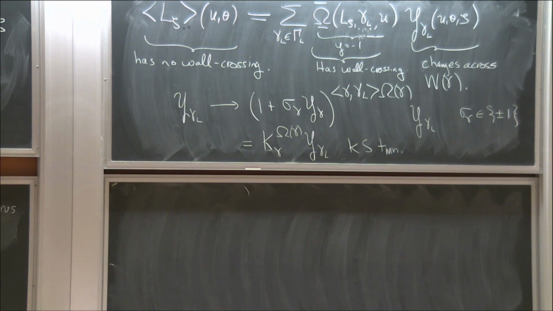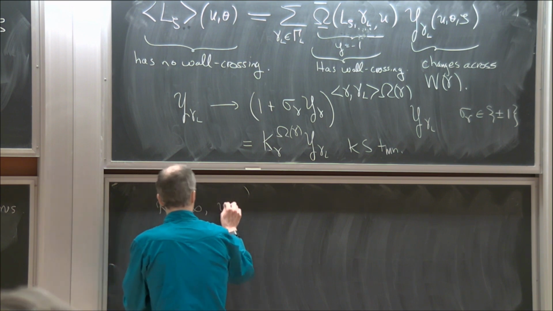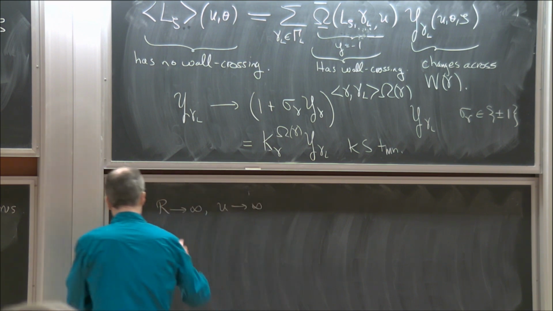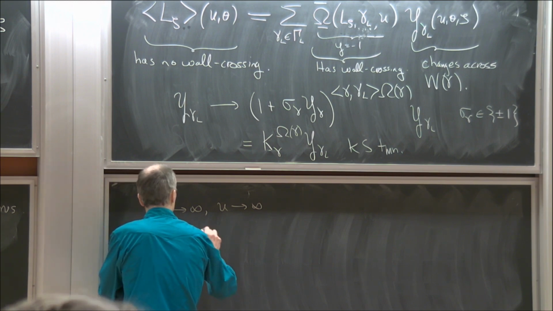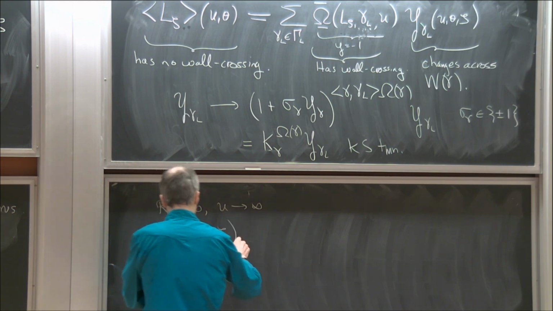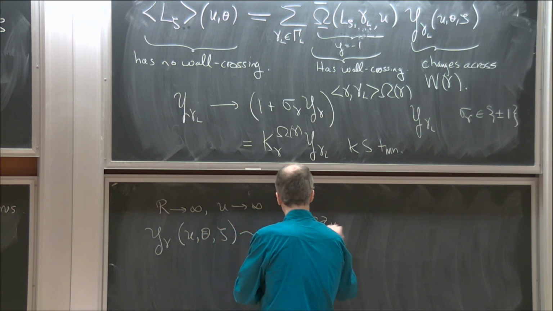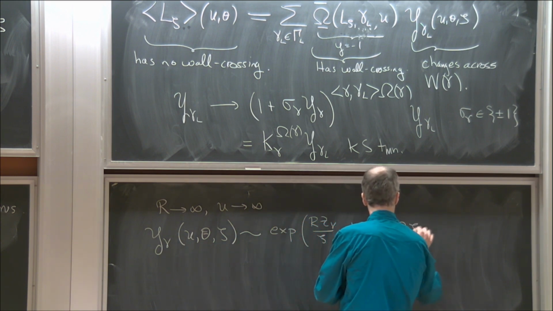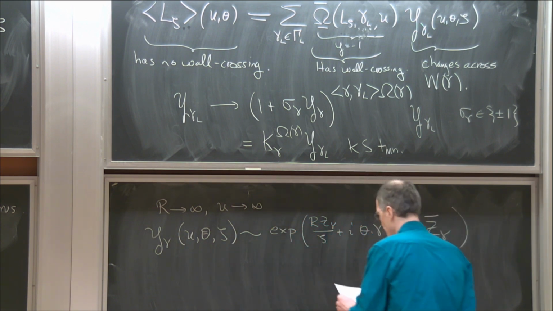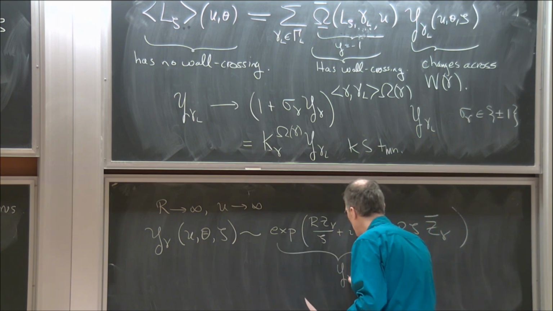Now, the other thing you could do is take a semi-classical limit. You can take r goes to infinity, and u goes to infinity. It's not really necessary to take u goes to infinity, but certainly you should take r goes to infinity. And then what you deduce is that this thing is asymptotic to r z gamma over zeta plus i theta dot gamma plus r zeta z gamma bar. And I'll call this y gamma semi-flat.